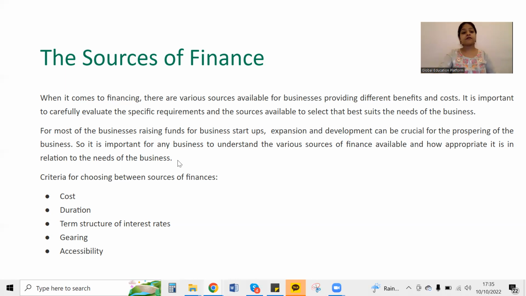Okay. So here are some of the criteria for choosing between sources of finance. First comes the cost: repaying the money, the extra cost involved. Then the duration: whether you're going to repay it within a short period of time, or it's a long-term loan that's going to take like 10 to 15 years.